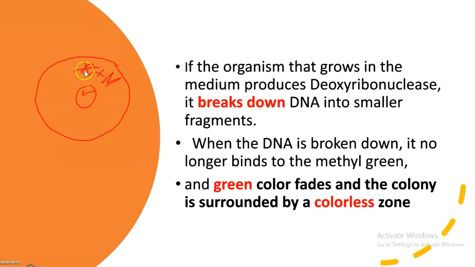So when the DNA is broken down, it no longer binds with methyl green and the green color fades, and the colony is surrounded by a colorless zone around the growth area. So in both, you see a clear zone around the growth area.